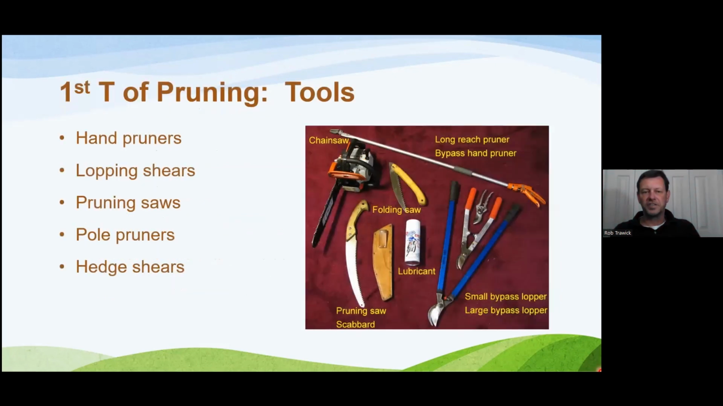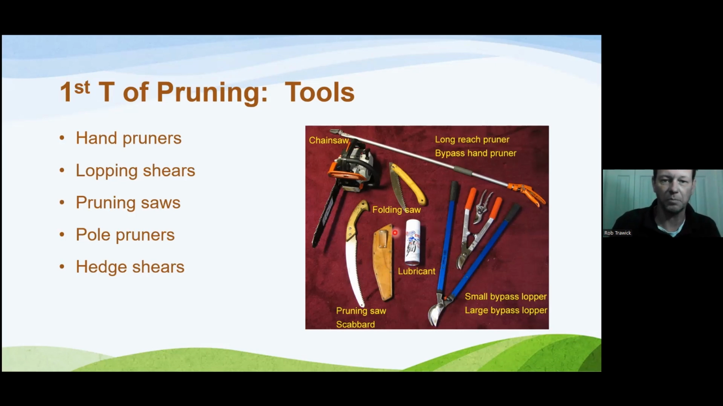There's a group of T's we refer to. The first T of pruning is tools. What type of tools do we use? The main pruners that I particularly use are hand pruners. There's also lopping shears, pruning saws, pole pruners, and hedge shears. You can see a nice example of all these particular tools here, going over the types of tools that we can use.